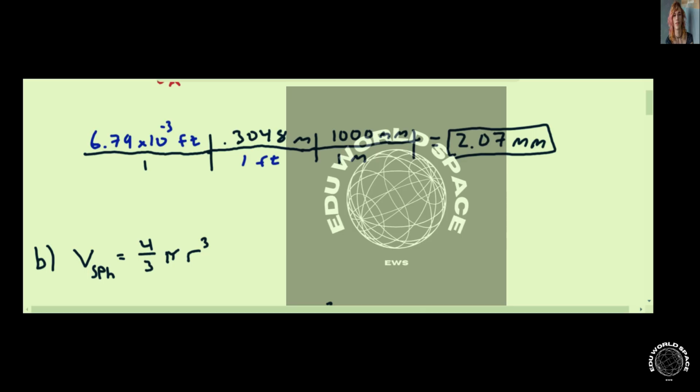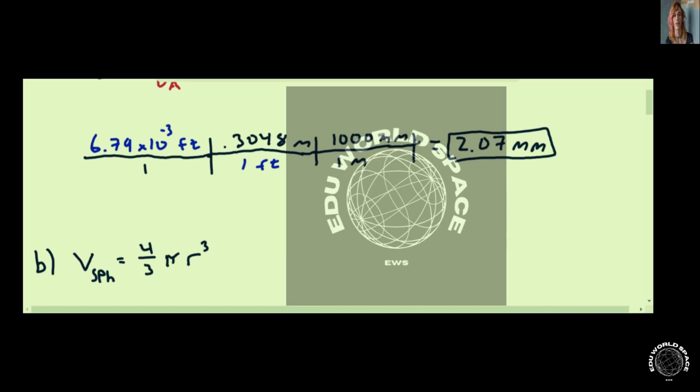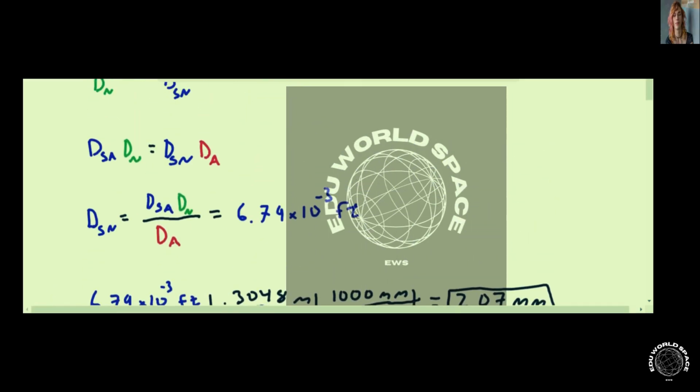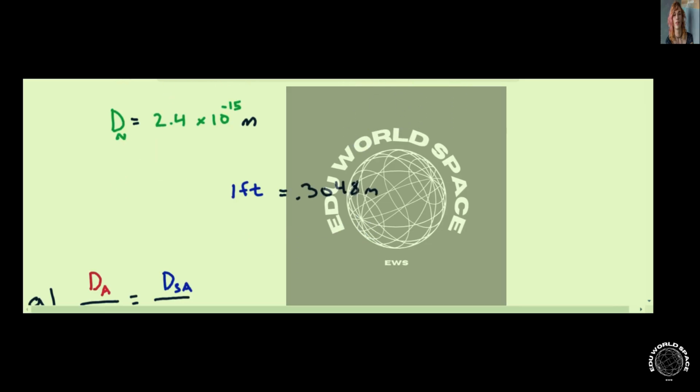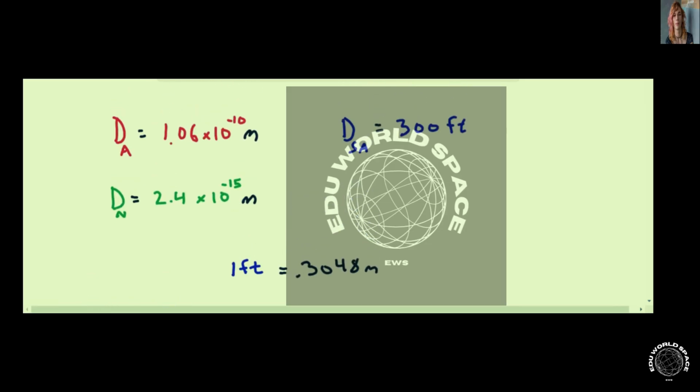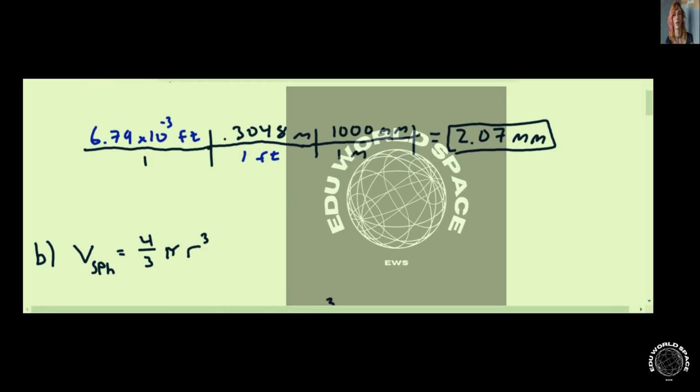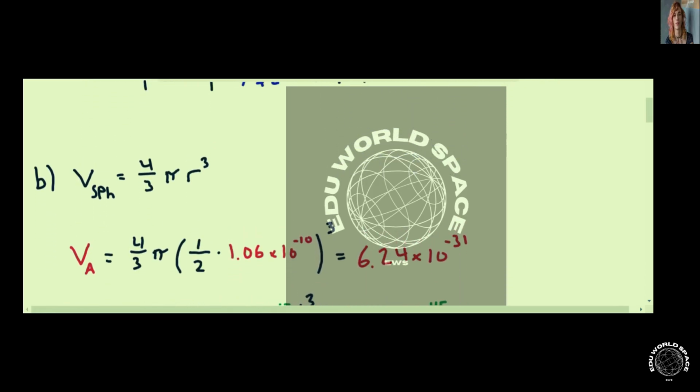Up next, it asks us to calculate the volume and compare those, the ratio of the volumes. So we model atoms and nuclei as spheres, and so the volume of a sphere is going to be 4/3 times pi times the radius cubed. We're not given the radius explicitly, but we are given the diameter, so it's just a matter of dividing the numbers that we had up top by 2. That's pretty much it.